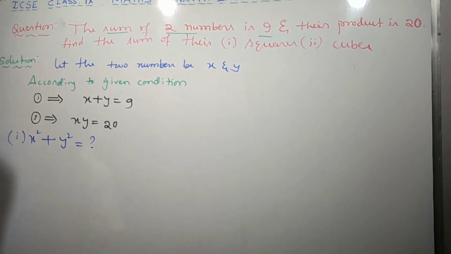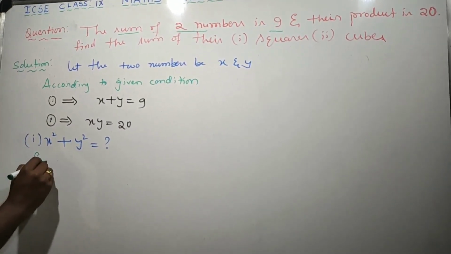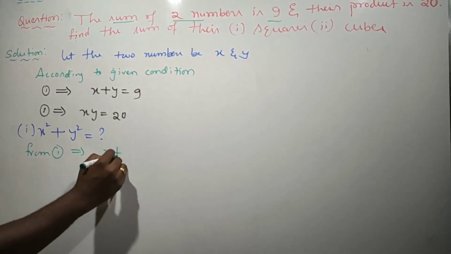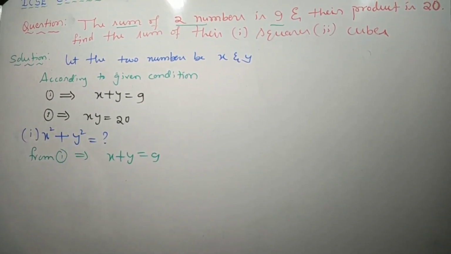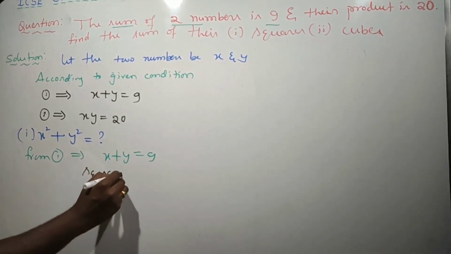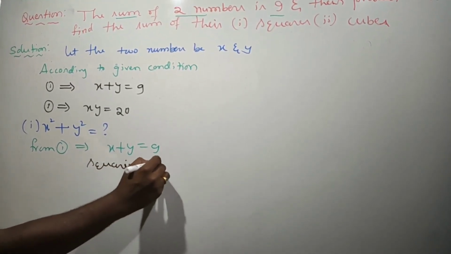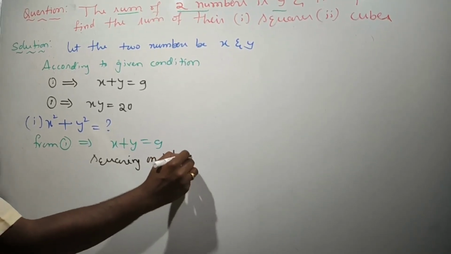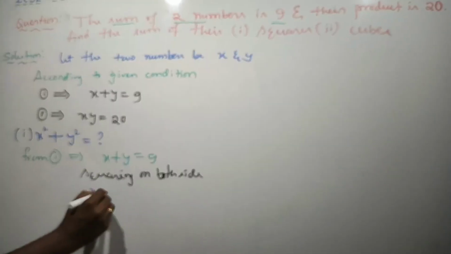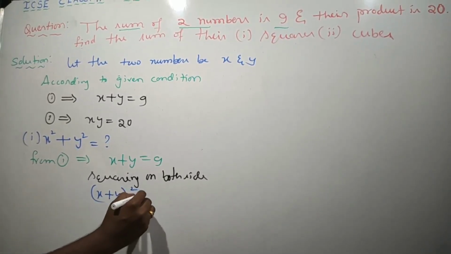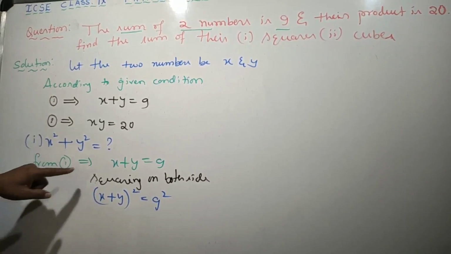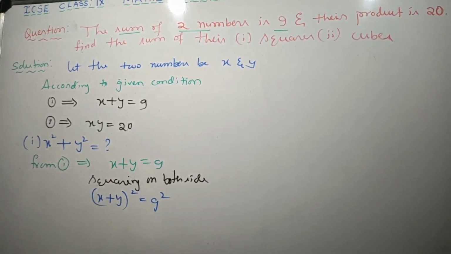Now, I will take from 1. What is that from 1? x plus y is equal to 9 is there. Now I am squaring on both sides, children. Very easy. Look here. Now, what is the next step? x plus y whole square is equal to 9 square. From the data I wrote here, I am squaring on both sides.